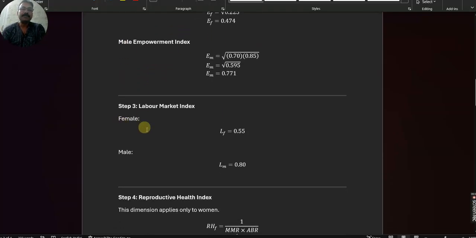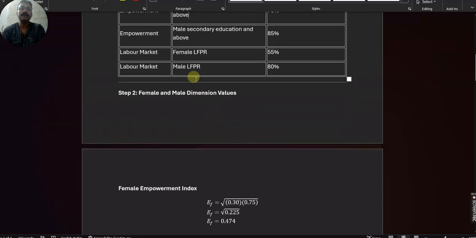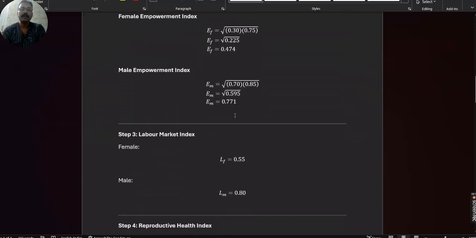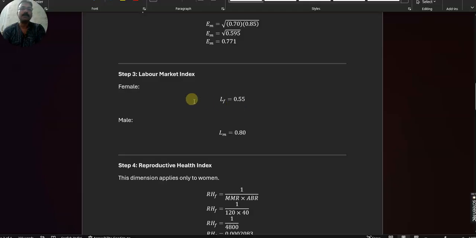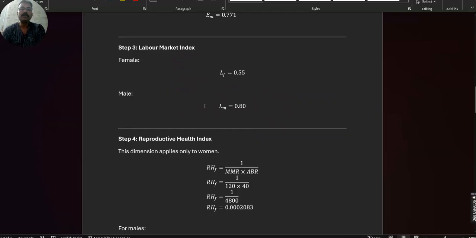Similarly, the female and male labor market index is already given as 55% and 80%. So it is 0.55 for the female and 0.80 for the male. It is given, we don't need to do anything.